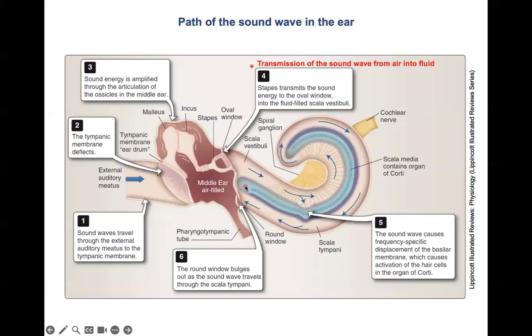So how does it do so? Well, we have to compensate for the loss of energy of the sound wave, or else we won't be able to hear, or barely. So this loss of energy that will be compensated for is referred to as impedance matching.